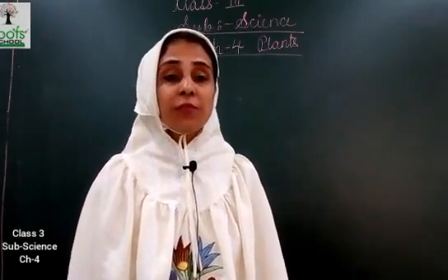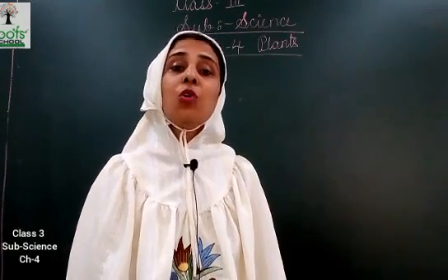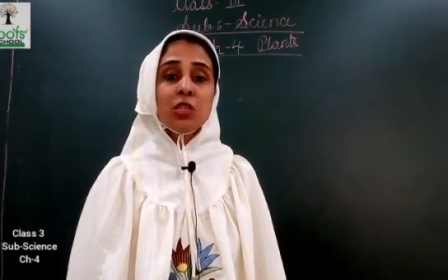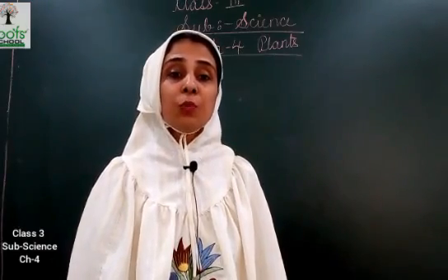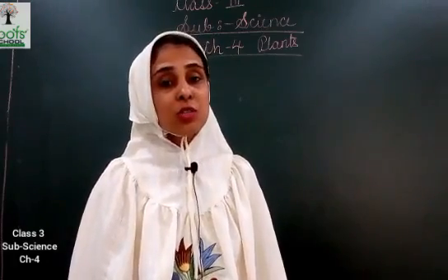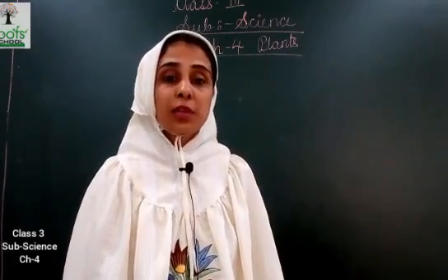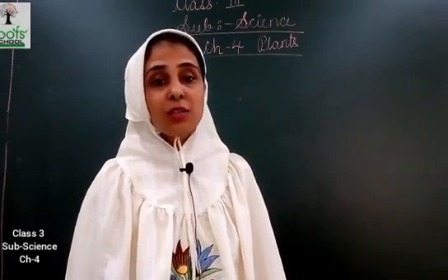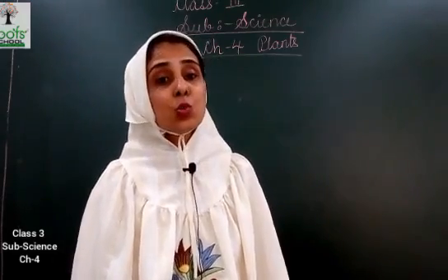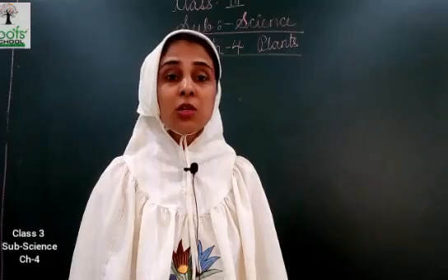So what are the different parts of plants? A plant consists of the shoot system and the root system. The shoot system is the part which grows above the ground. That is called the shoot system. And it consists of what? Stem, leaves, flowers, fruits. Then the root system. The root system consists of roots.